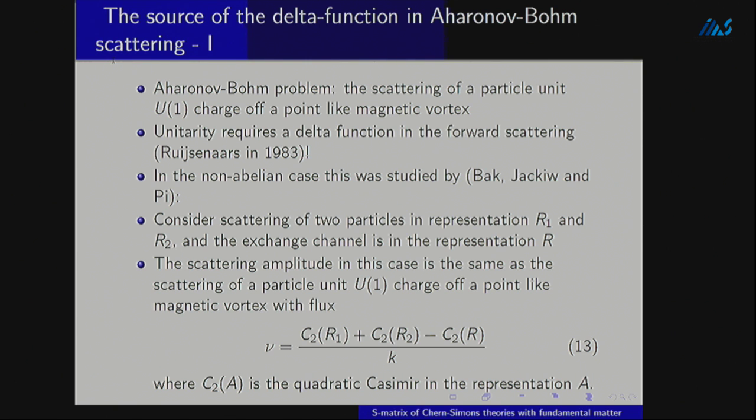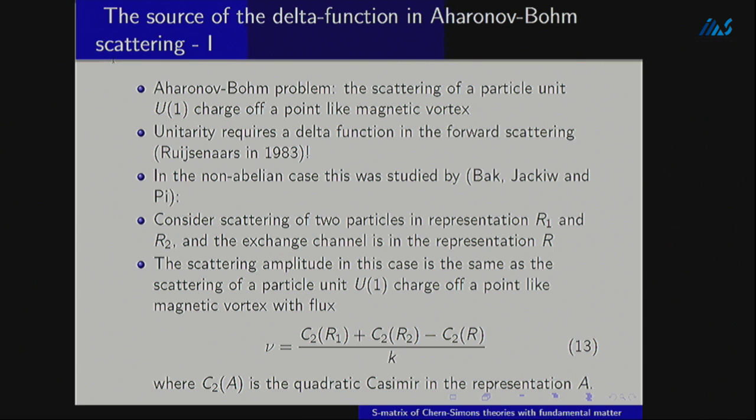I just want to discuss very briefly the Aharonov-Bohm problem actually, which is the scattering of a unit U1 charge off a magnetic vortex. As I mentioned to you before, the addition of the delta function in the forward scattering was noticed for reasons of unitarity by this person in '83, and in the non-abelian case it was discussed by Bak, Jackiw and Pi. And what they found, and this is an important formula for us, is that if you take the non-relativistic scattering of two anyons, basically the scattering amplitude is the same as in the case of a U1 charge scattered off a vortex with this flux. These are the Casimirs of the representation.